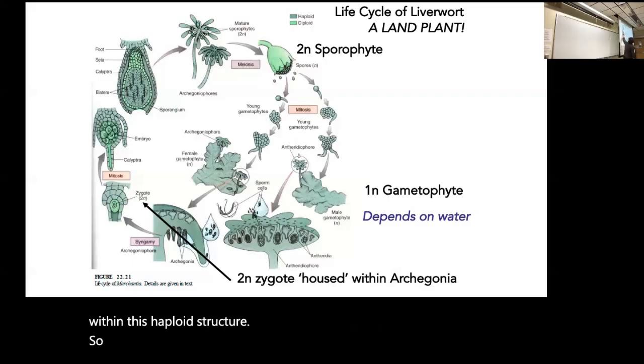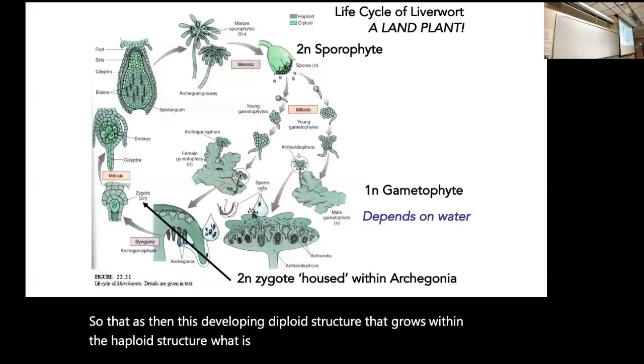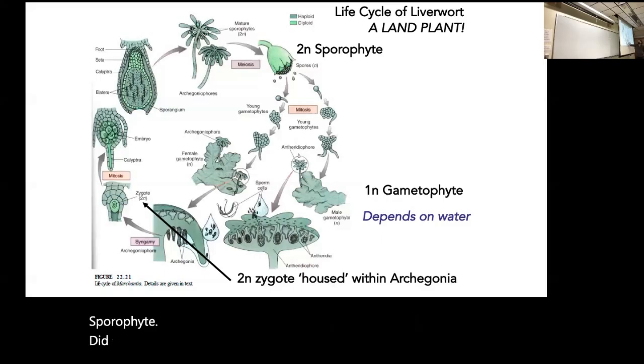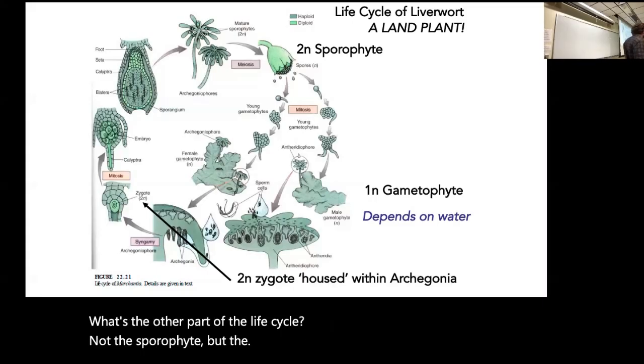So as this developing diploid structure grows within the haploid structure, what is that diploid part of the life cycle called? Anyone remember? The sporophyte. The diploid part of the life cycle, in the light green here, is the sporophyte. The sporophyte is growing within the, what's the other part of the life cycle? Not the sporophyte, but the gametophyte. Okay?